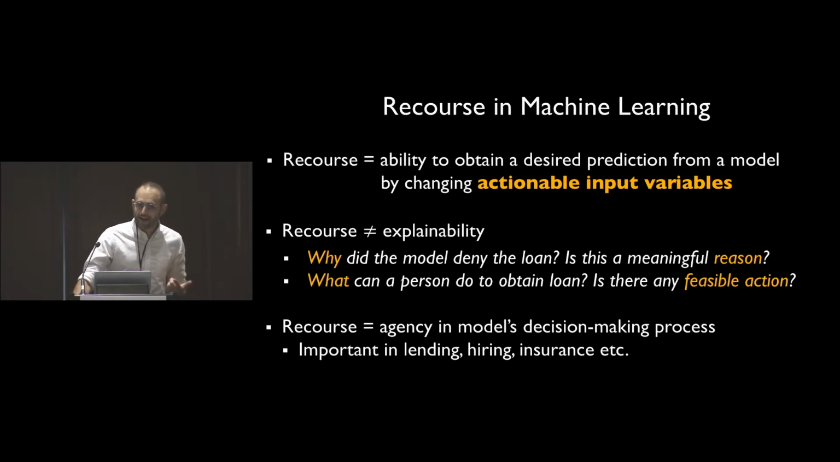And that's an important question to ask because, if you're denied a loan, there should be something that you can change to get approved. If you can't, then you will always be denied the loan. And what the model has done is that it's stripped away your ability to improve your own creditworthiness. So in this sense, recourse represents your agency in the model's decision-making process. And that's something that's important when machine learning is used in areas like lending, like hiring, like insurance.